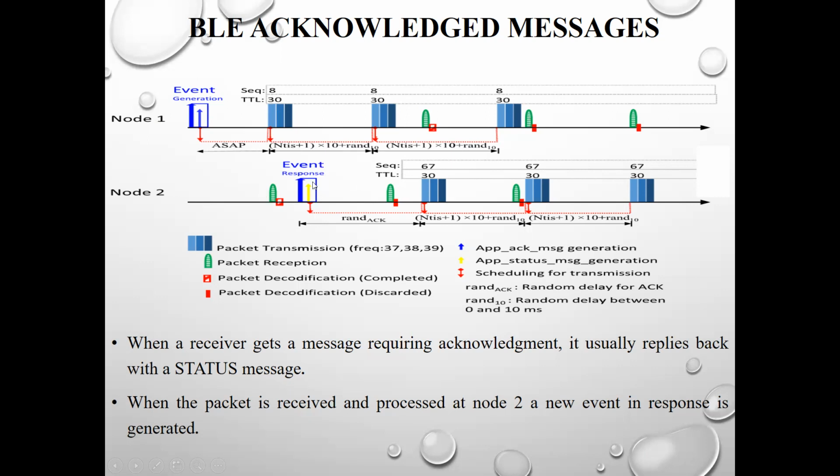The yellow line generates the status message. After that, it goes to the source and destination. When the receiver gets a message requiring acknowledgement, it usually replies back with a status message. When the packet is received and processed at node 2, a new response event is generated.